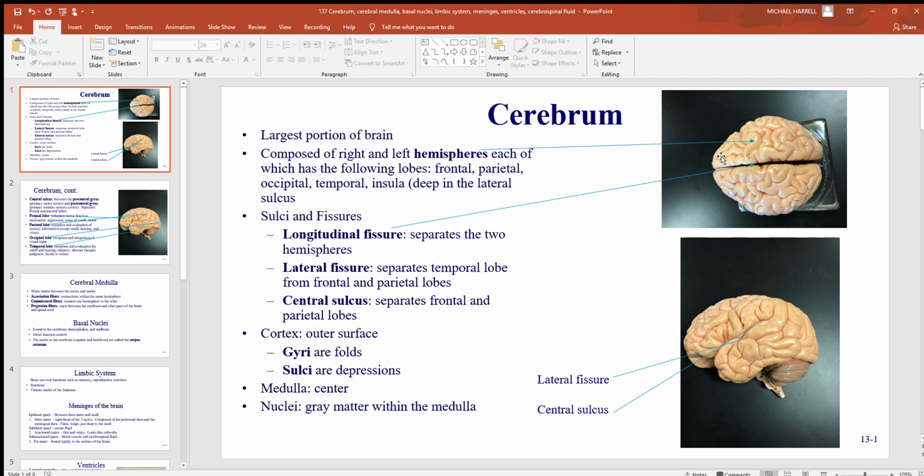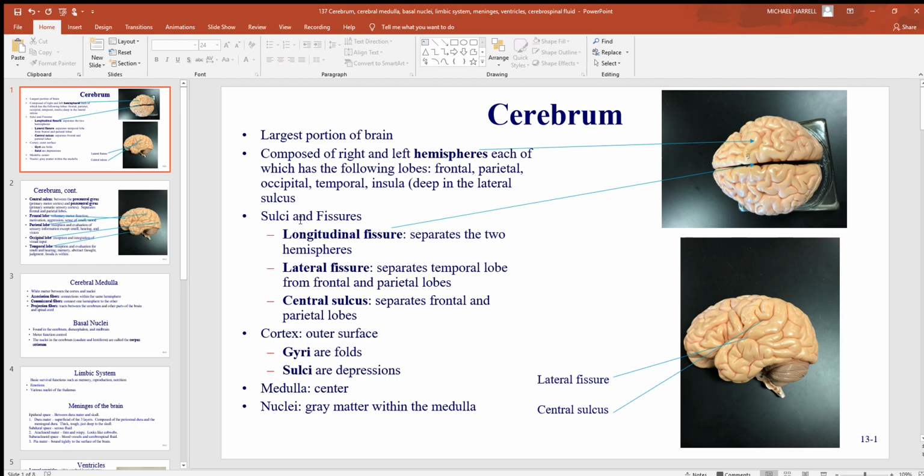So in each one of these hemispheres there are frontal lobes right up to the front. There are parietal right behind them, occipital to the back, and then laterally on either side you'd have the temporal lobes. And deep inside the lateral sulcus there's another one called the insula, what's sometimes called the fifth lobe, which is very seldom ever shown.